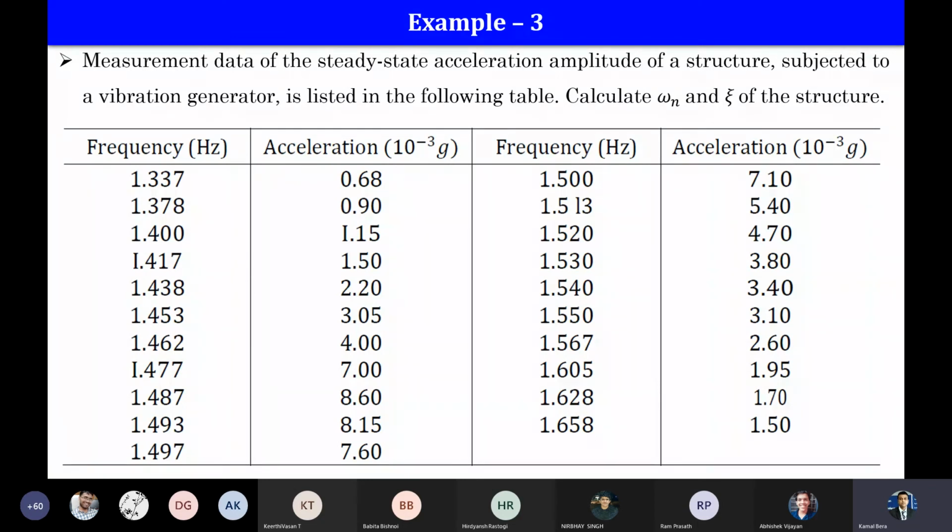So the corresponding amplitude is 8.6. Then scale it down by 1 by root 2. So that is 8.6 divided by root 2, right? So you get omega 1 and omega 2, right?